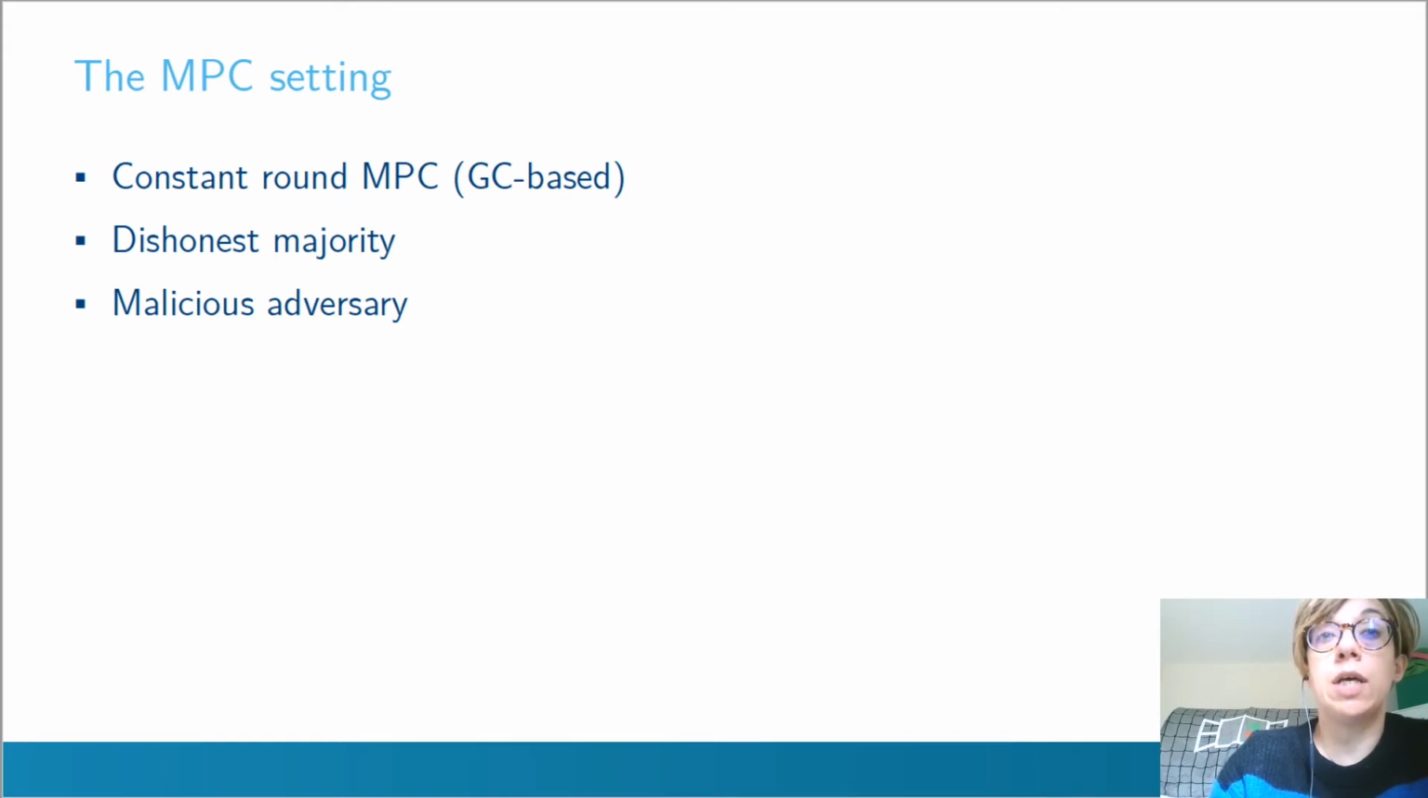We are in the multi-party setting, so typically we assume more than two parties, say n, where n is bigger than 2. And our security setting is a dishonest majority with active corruptions. So this means that we can have up to n-1 corruptions, and the adversary can arbitrarily deviate from the protocol.